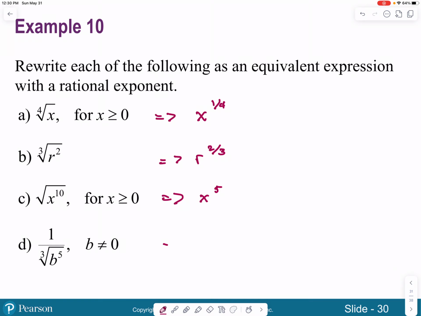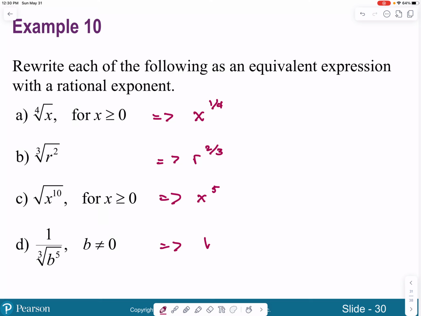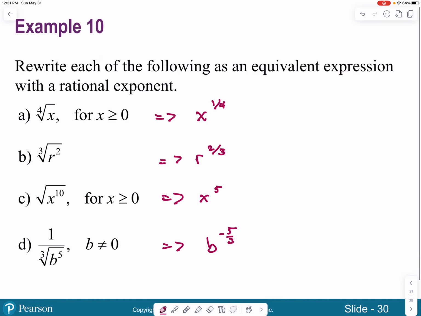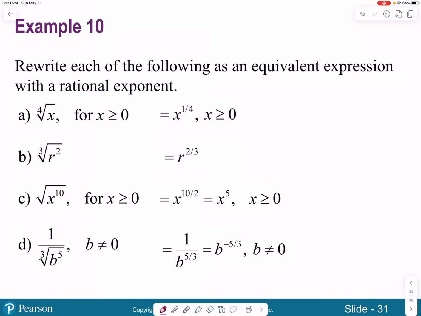Okay, so then this guy should be b to the power of a negative 5 over 3. Okay, let's see how we do. 1 over 4, 2/3. Okay, so they did not use the absolute value. B equals a negative 5/3. Okay, I think we're good.